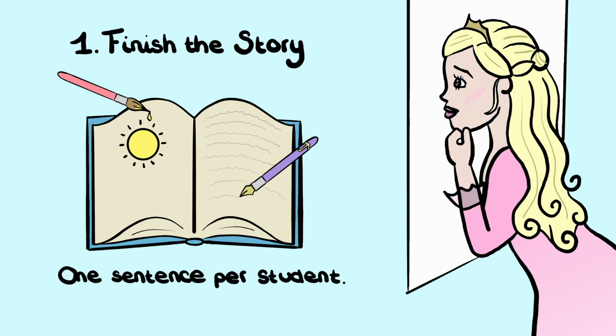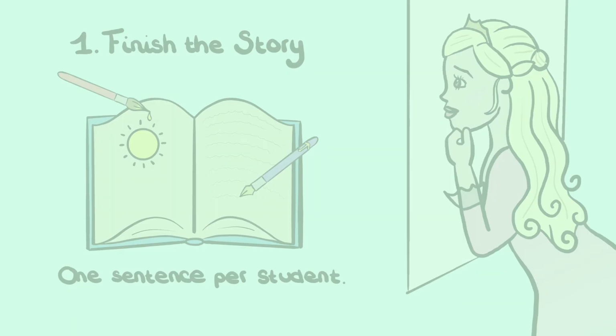A tip for weaker students is to tell them that they can say something random about the weather or surroundings, like, "And then it started to rain," or "The flowers in the grass were white, blue and pink."